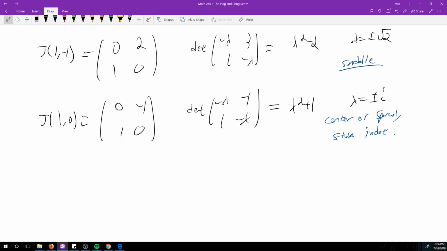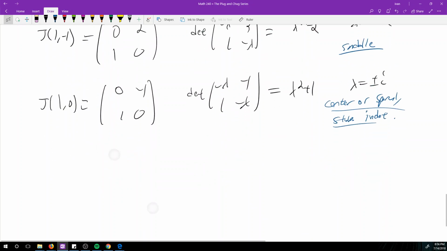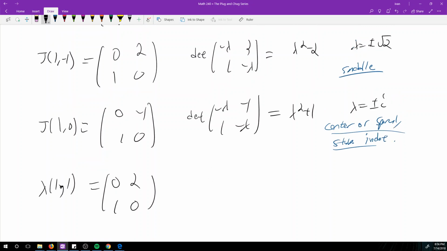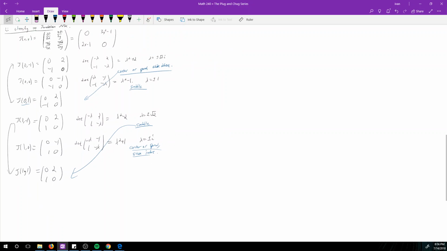And let's see. Last point is J at (1, 1). All right? And I get [0, 2; 1, 0], which is the same thing as this guy up here. And so I'll get then another saddle point. All right, so these two guys also share the same J's. So at the point (1, 1), this is also a saddle point. And yeah, so now we've characterized all 6 points, all 6 of them, and you're done.